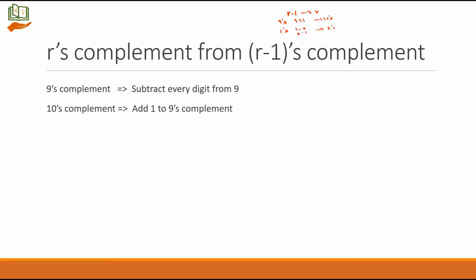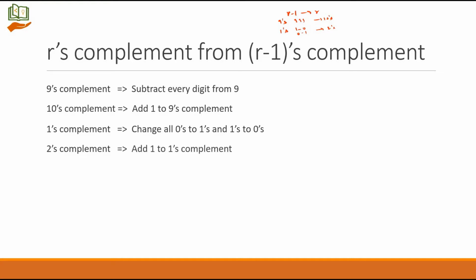Just add 1 to 9's complement, and you will get the 10's complement. What about 1's complement? We are changing all the zeros to 1's and 1's to zeros. Then how do we get the 2's complement? Just add 1 to the 1's complement. So when you have 9's complement, just add 1 to get 10's complement. When you have 1's complement, just add 1 to get 2's complement. This is how it is getting simplified.